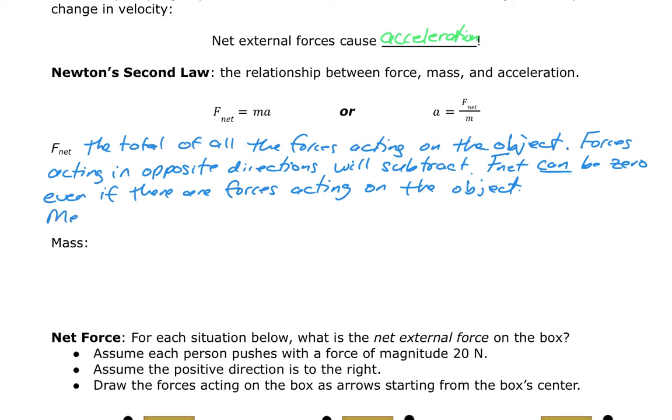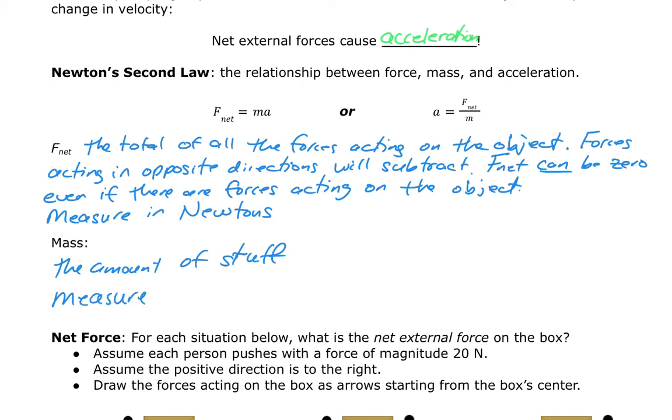Last thing we want to know is that we're going to measure forces in newtons. And we talked about that when we talked about Newton's other laws as well. Okay. We've talked about mass before as well. Nothing has changed here. It's still the amount of stuff that makes up an object. And we're still going to measure mass in kilograms.